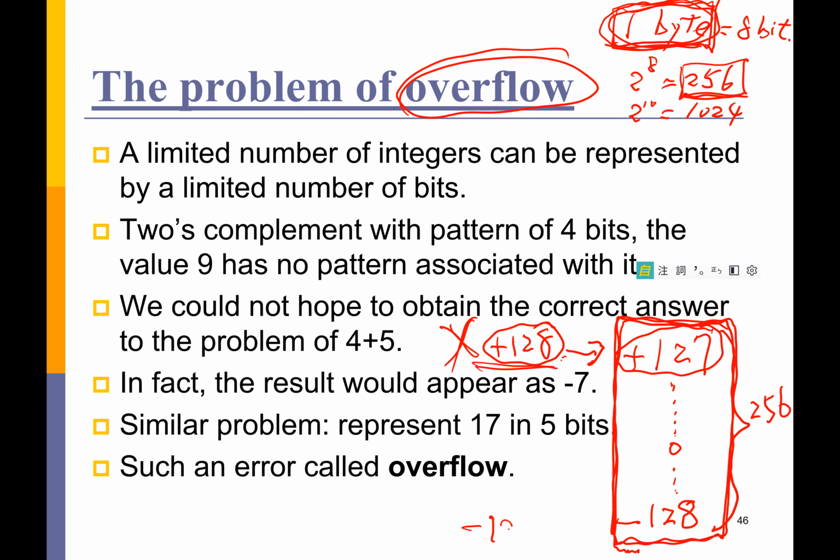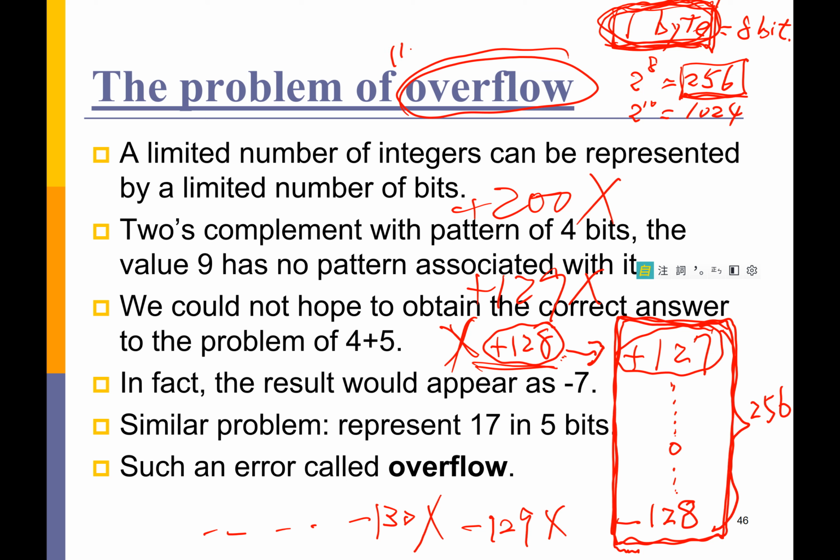Negative 129, no. Negative 130, no. And so on, and so forth. Positive 129, no. Positive 200, no. All these numbers cause this 1 byte 2's complement notation system a problem, and this problem is called the overflow problem.